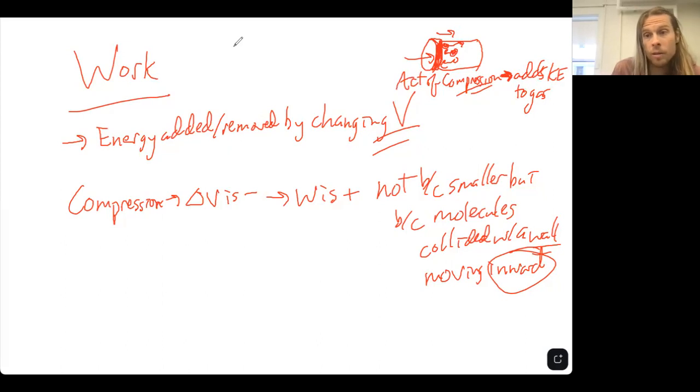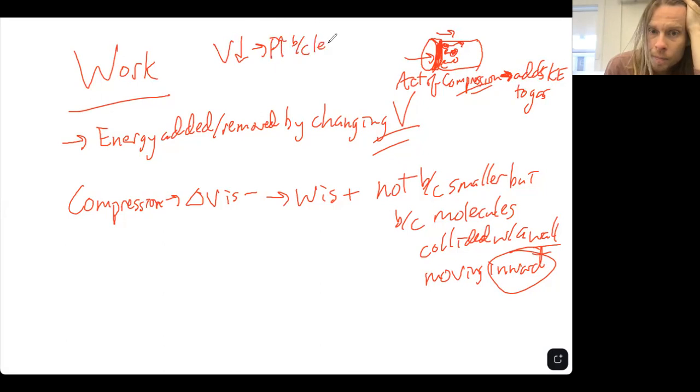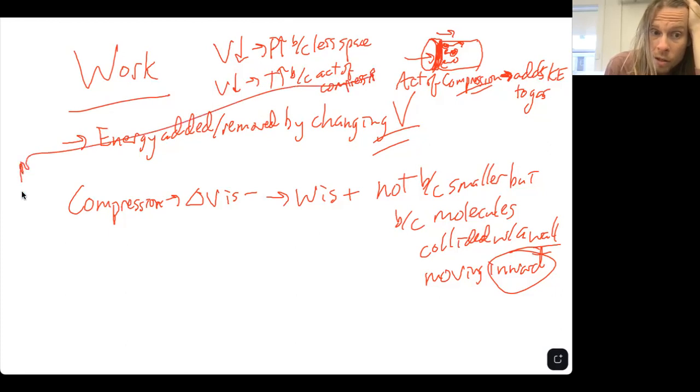Remember, smaller increases pressure, just as a separate thing. But the act of making it smaller actually adds temperature, which is interesting. And that's completely different than there being just less space. So remember, volume goes down, pressure goes up because less space. When volume goes down, temperature goes up, and therefore also pressure goes up even more so because of the act of compression. These are two completely different things.